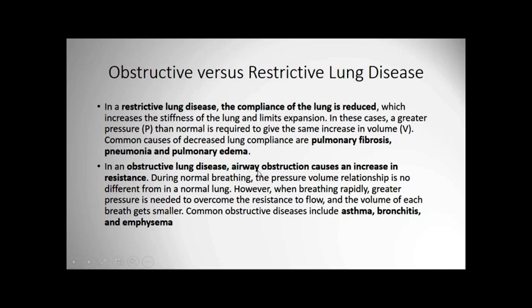Obstructive diseases are those in which there is an obstruction that causes increased resistance to expiration. When the air tries to go out, there is an increased resistance, so there is trapping of air. When these people breathe normally, the relationship between the volume and the resistance is not very different from a normal lung, but when there is rapid breathing, they need greater pressure to overcome the resistance to flow, and the volume of each breath gets smaller. We're going to study some diseases like asthma, bronchitis, and emphysema.